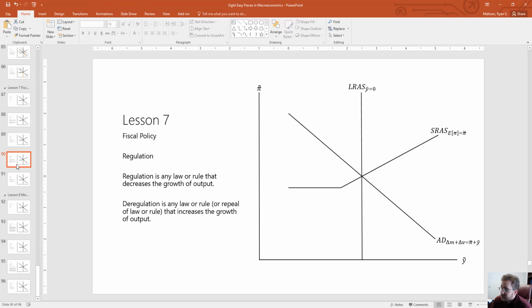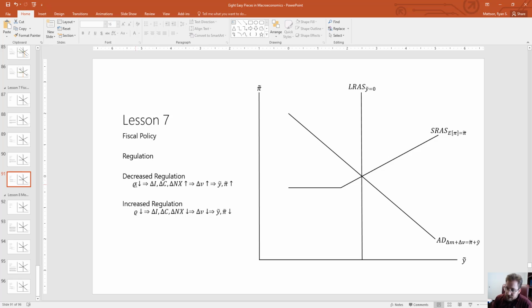All right, so moving on to regulation. Regulation is any law or rule that would decrease the growth of output. Deregulation is any law or rule, or repeal of a law or rule, that increases the growth of output. So this is coming in from a different side of things, not necessarily a taxing or spending side, but more a regulatory angle across the economy. Now, we're looking at this in terms of output and inflation. Obviously, you'd want some regulation for other goals, but this is just that regulatory effect on inflation and output.